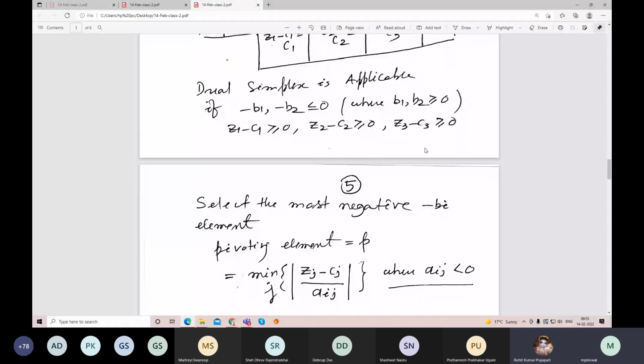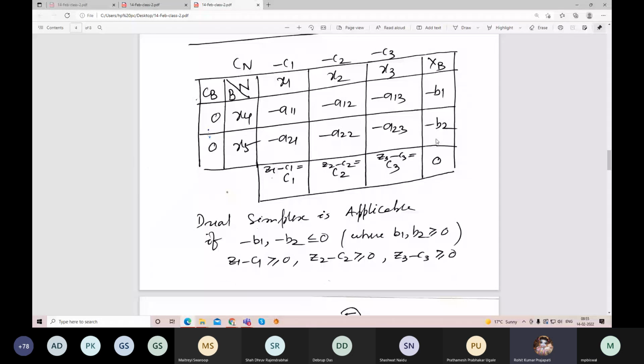So if you select, let us say, B2, then which one is the departing variable? Earlier it was entering variable, then departing variable. Now first departing, then entering. Which one will be the departing variable? If you are selecting B2, X5. If minus B1 is selected, X4. First, one of them is the departing variable.